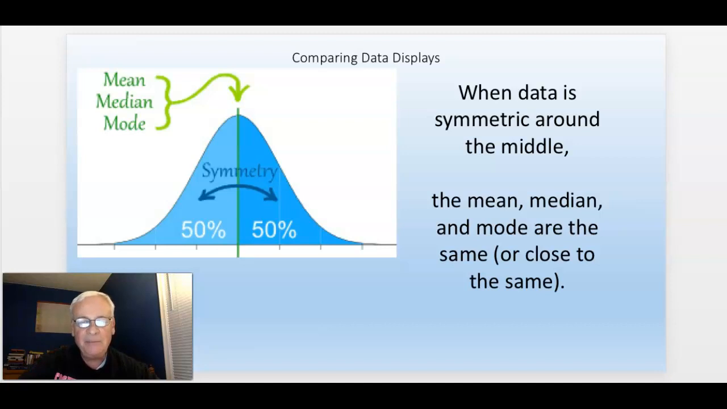Guys, if the data is symmetric around the middle, right, the mean, median, and mode, they're the same or very close to the same, okay? It's known as a normal distribution, and we're going to look much closer at that here next week.